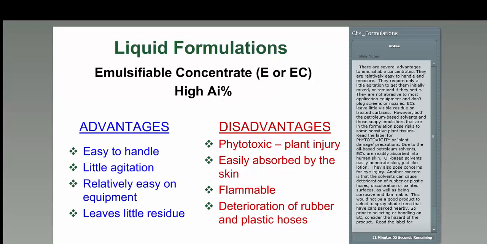So prior to selecting or handling an EC, consider the hazard of the product. Read the label for precautions for you and sensitive plants. Understand the impacts the solvent portion of the formulation has on equipment parts and painted surfaces.